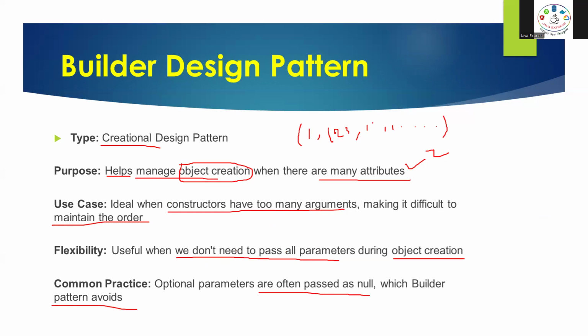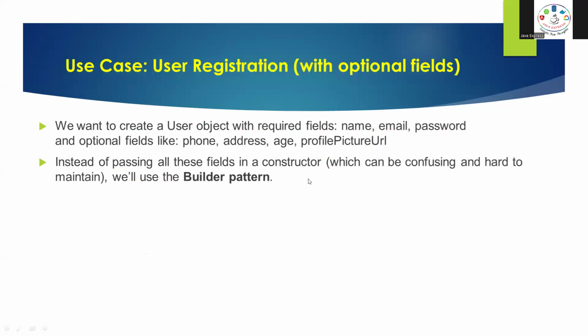Now, this is what the builder is. Coming to the use case: you want to create a user object with mandatory attributes like name, email, and password, and optional variables phone number, address, age, and profile picture. These four variables are optional and these three variables are mandatory. Imagine the normal use case of how we can implement this. First, I'll show you how to create an object, we'll understand the problem statement, and then we'll implement the solution. Okay, now have a look.